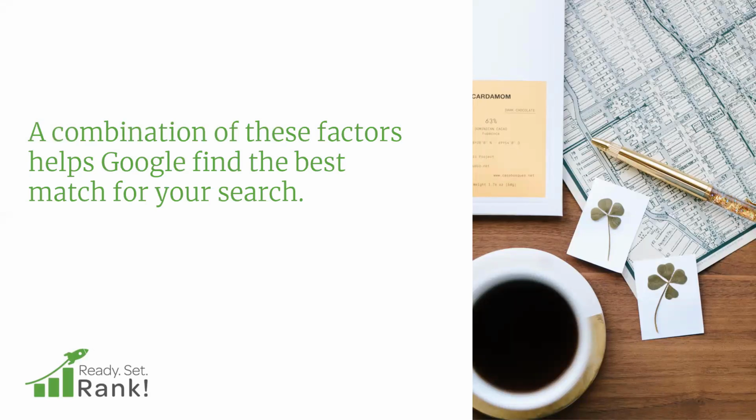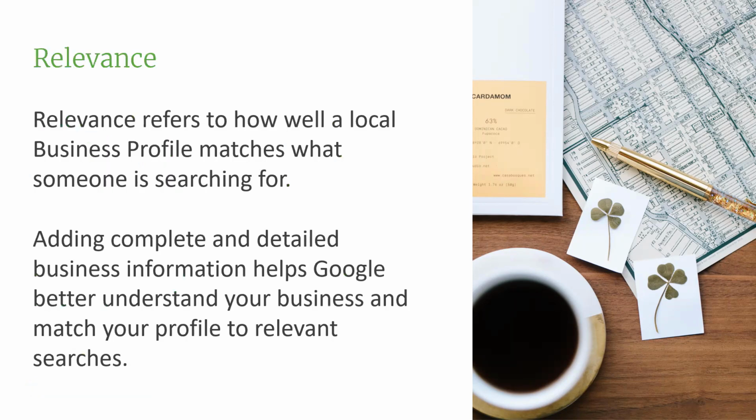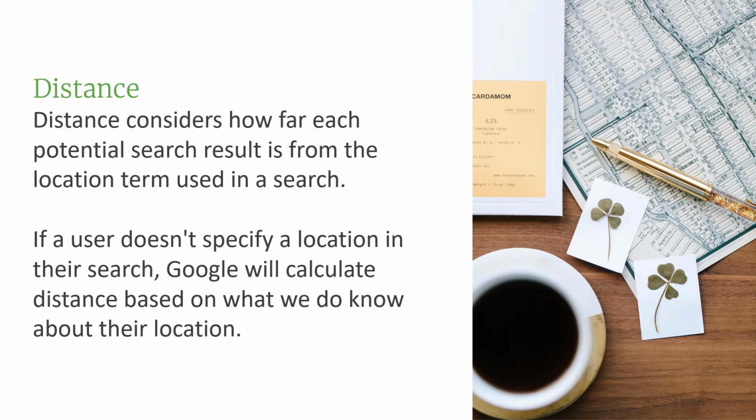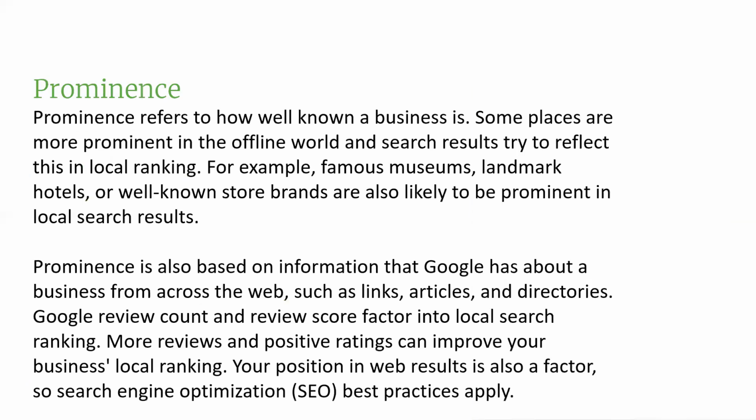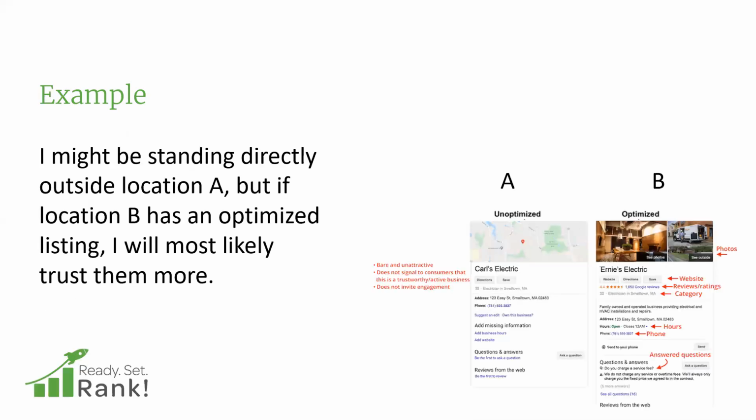So a combination of these factors helps Google find the best match when somebody's searching. So we talked about openness. We also have relevance. Relevance refers to that the service that somebody's searching for matches the service that you offer. And we'll get into how to optimize your listing for relevance here in a little bit. We also have distance, right? The closer, the better. And prominence. This refers more towards branding. So some places are just more prominent online and offline than other businesses. So that is something that you want to consider as well.